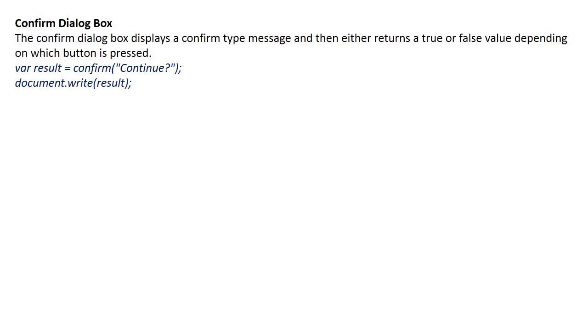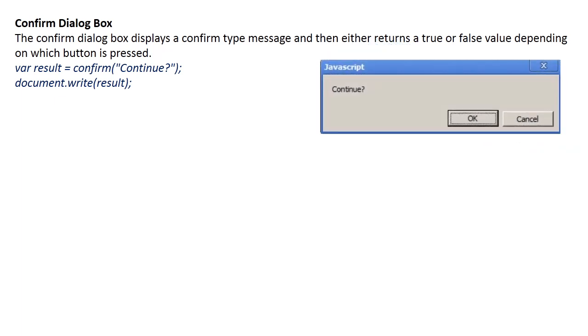Then you click confirm dialog box. Another box that JavaScript can display is the confirm dialog box. The confirm dialog box displays a confirm type message and then returns either a true or false value depending on which button is pressed. Variable result is equal to confirm, continue. document.write result. If you run this code, this is how it's going to come out. Continue, OK, or cancel, depending on which one you choose. If cancel is selected, false is returned.